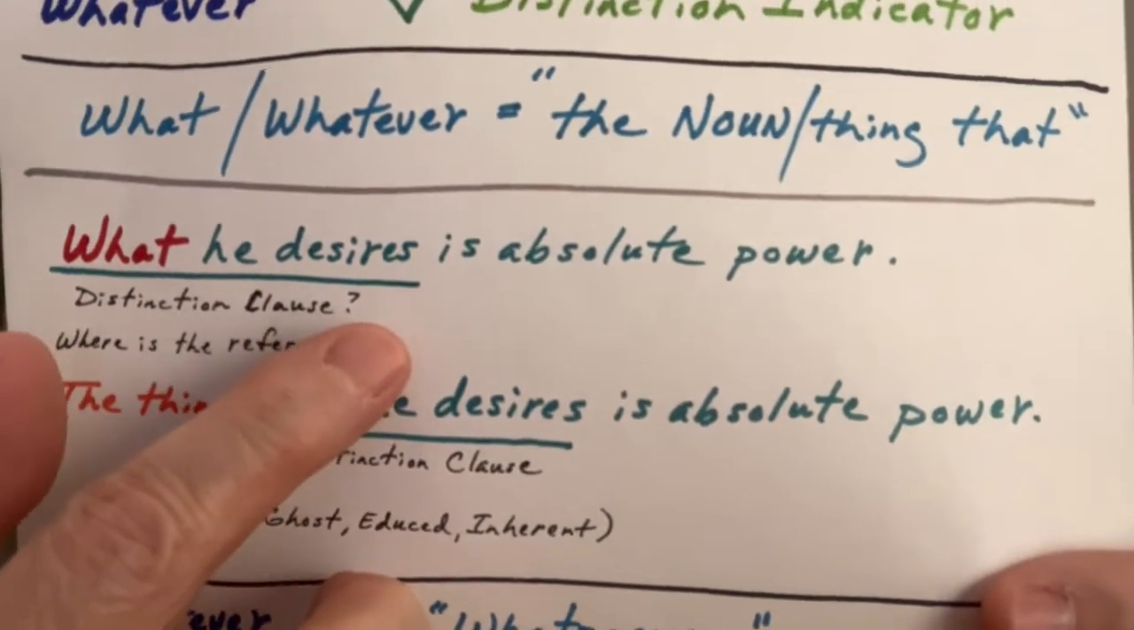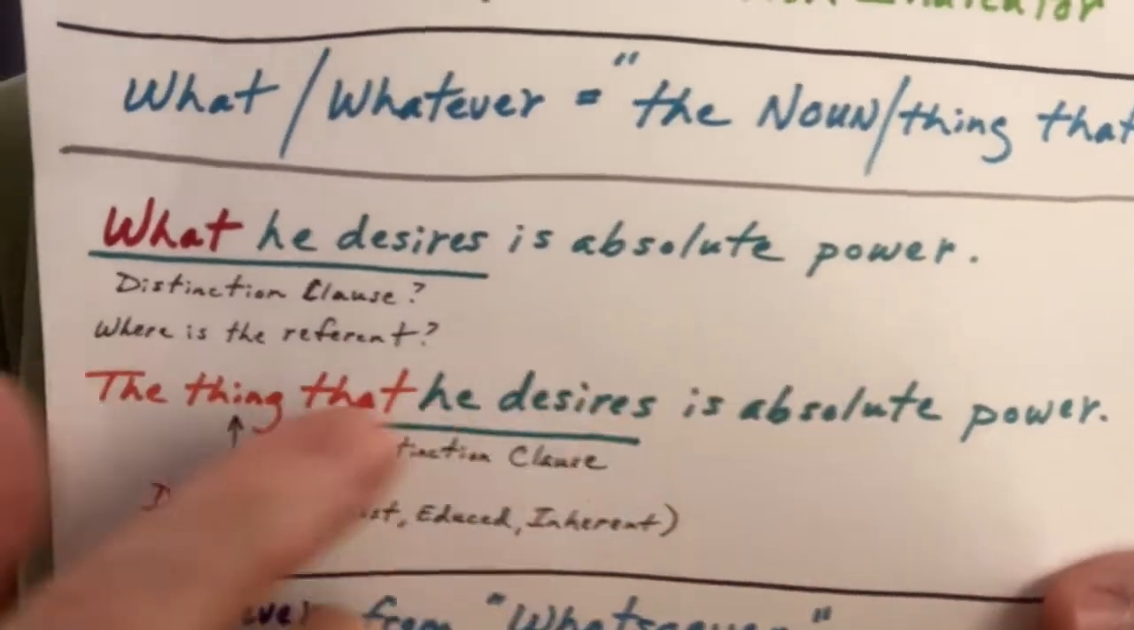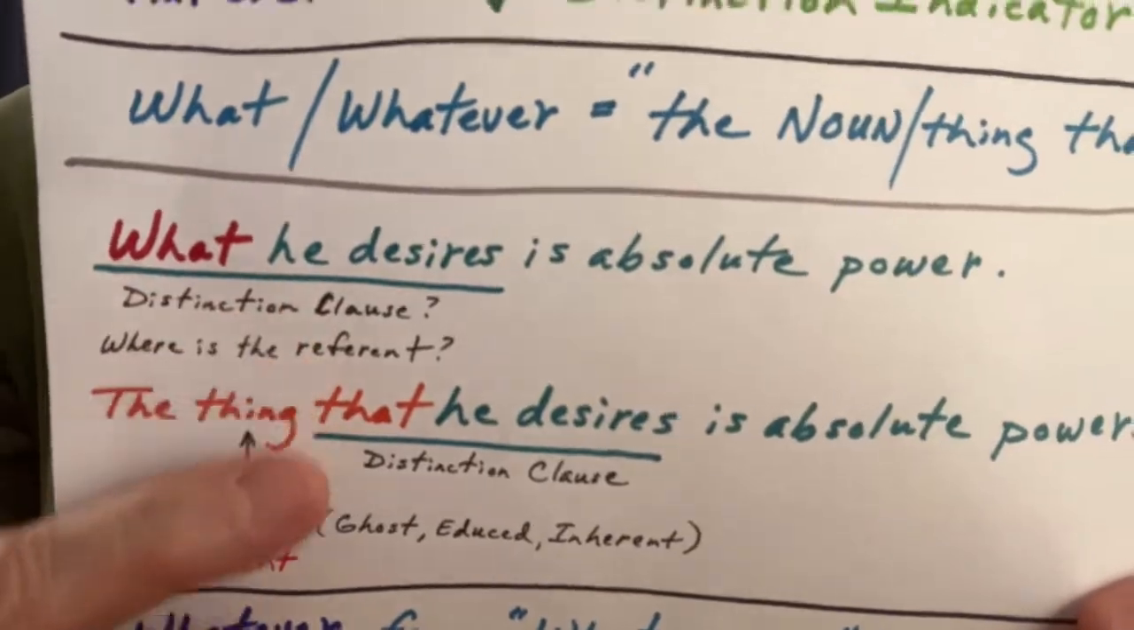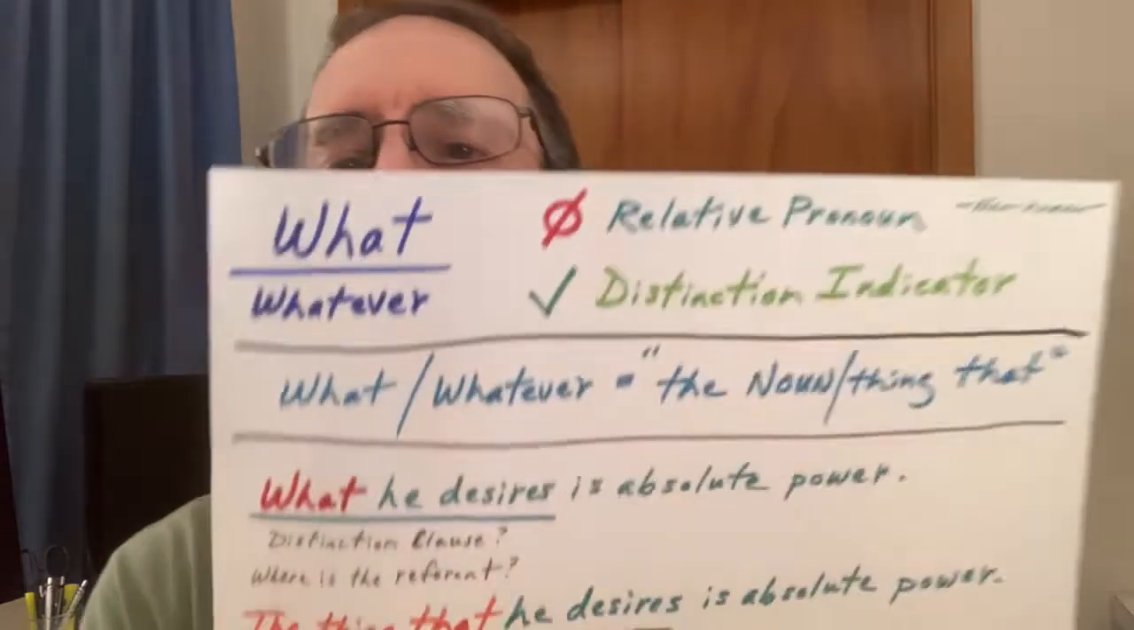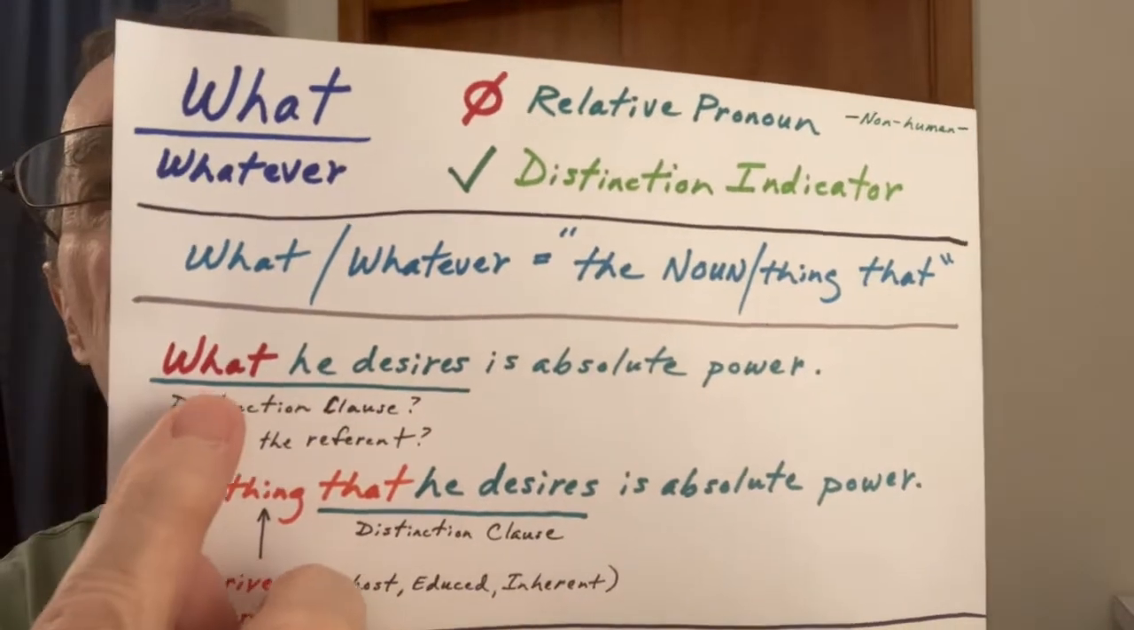What he desires is absolute power. Now, we ask, is there a distinction clause here? Because that's what we're talking about in this series. And where is the referent? When you're learning grammar, you might say, oh, that's a noun clause. You could say that, which I talked about in previous videos. But let's look at really what's going on here.